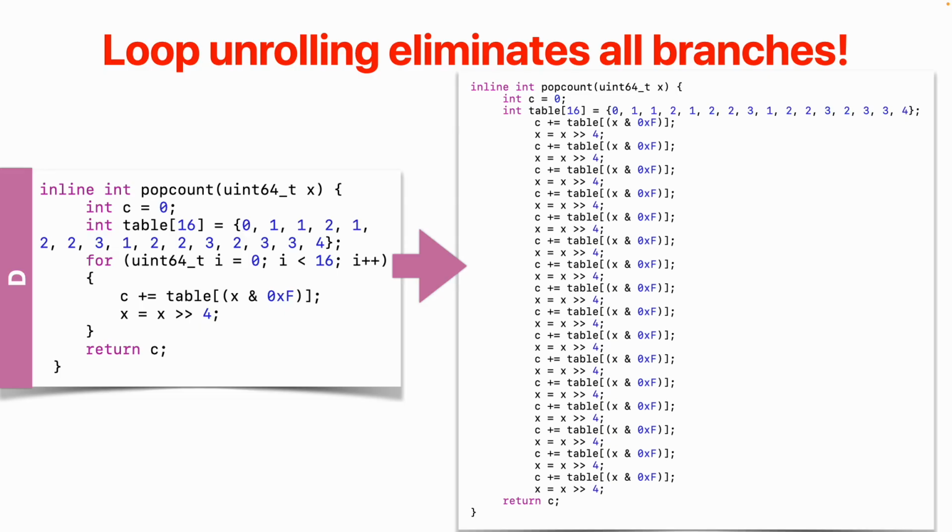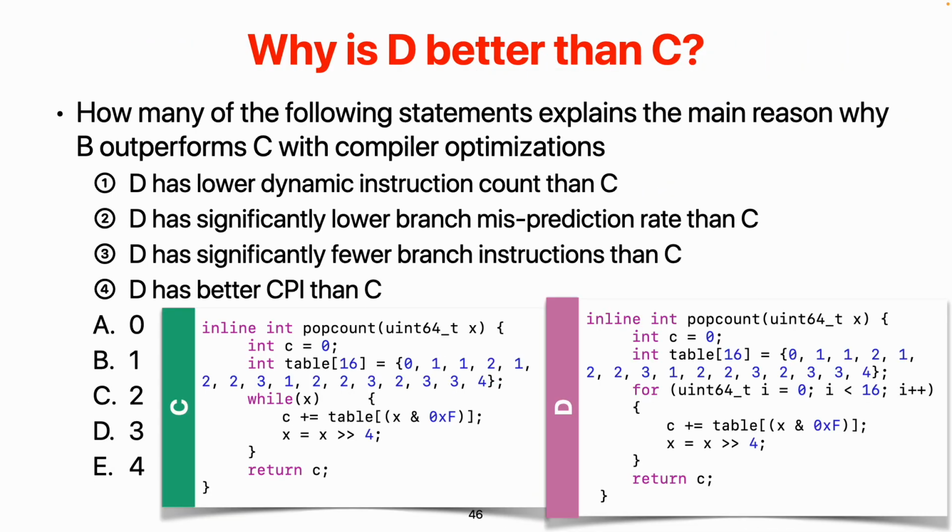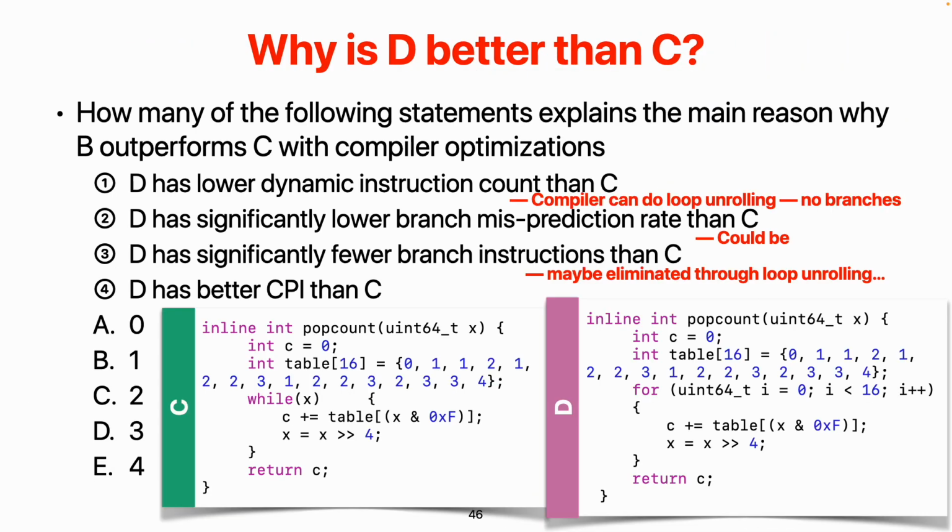Right? So here's the thing. Why is D better than C? Because of the super crazy loop unrolling. And only the programmer can do that. Only the programmer can do that, because you are the only one who knows if unrolling it for 16 times is reasonable or not. Right? That's the power of you. So for this, actually 3 is correct.